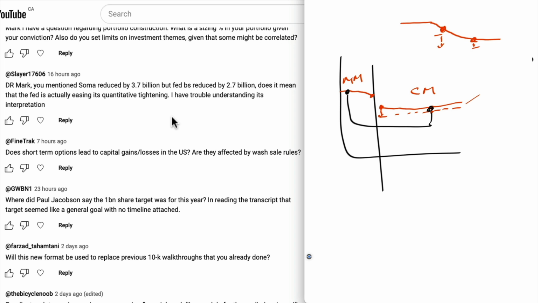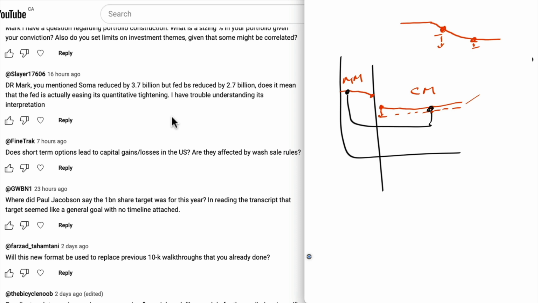You mentioned SOMA reduced 3.7 billion, but the Fed balance sheet reduced 2.7. Does it mean that the Fed is actually easing its quantitative tightening? No, it just means that, from week to week, there are other accounts and other things going on. That's all it means. $1 billion is nothing when your balance sheet is 7.3 trillion. 1 billion is a mosquito bite. You wouldn't even notice it if you weren't paying attention, right? It's insignificant. But all the accounts on the balance sheet move from week to week. This is up a little, that's down a little. So there's more accounts than just holding securities, right?